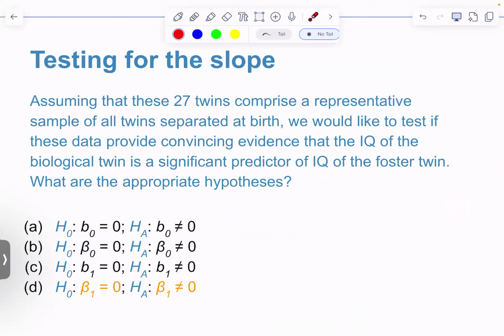What I tried to get into, now I will. Assuming, and that's a big assumption, that these 27 twins comprise a representative sample of all twins separated at birth, maybe. We would like to test if these data provide convincing evidence that the IQ of the biological twin is a significant predictor of IQ of the foster twin.